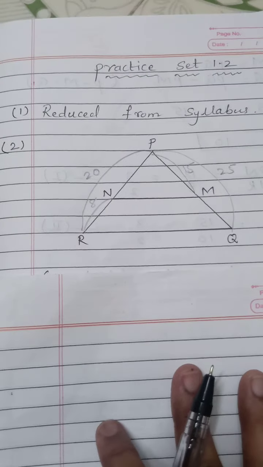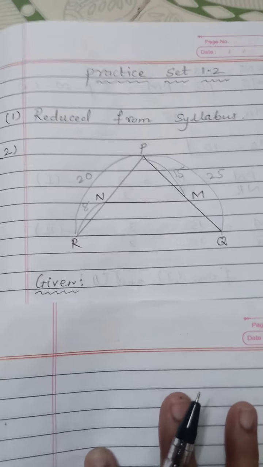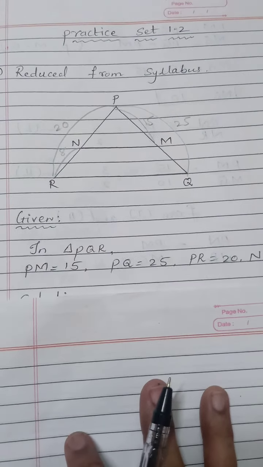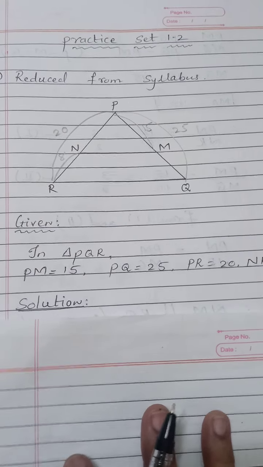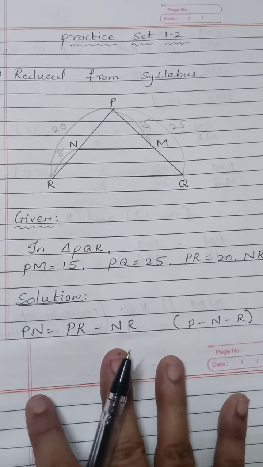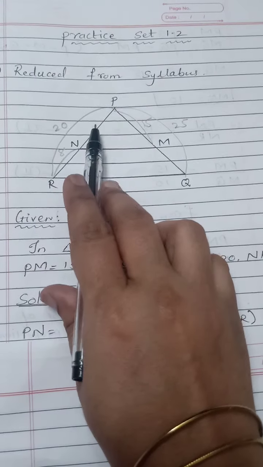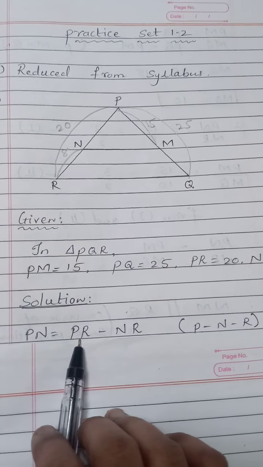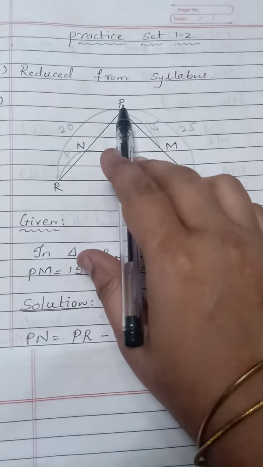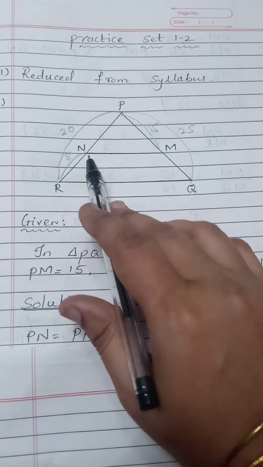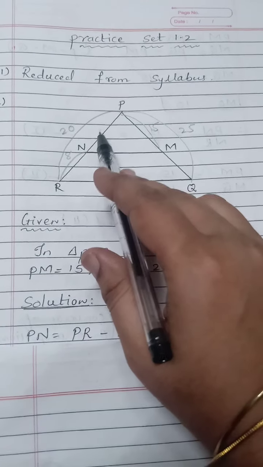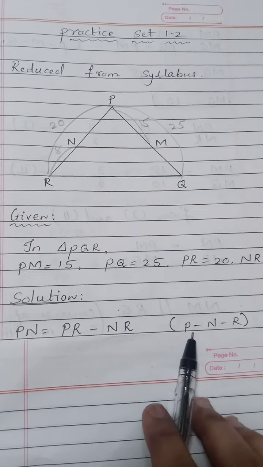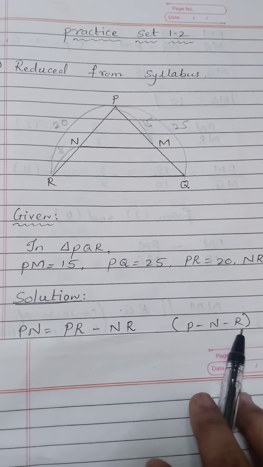So see how the solution we will write. First of all I have written the given, so whatever values are given to us we have written. Then we will see our solution. For PN we will subtract NR from PR. It is very simple. If we subtract NR from PR, we will get the value of PN. So PR minus NR, because all these 3 points are collinear.